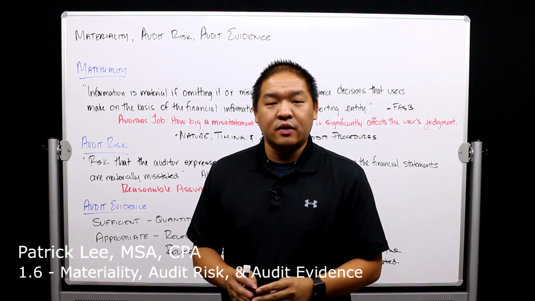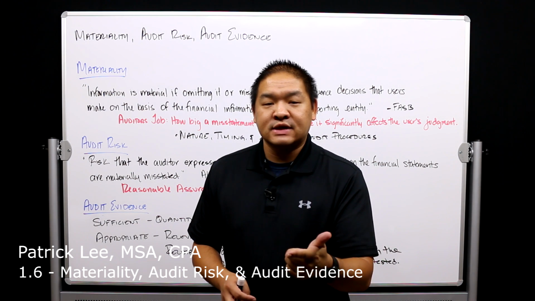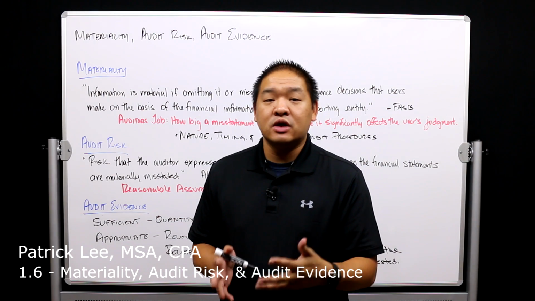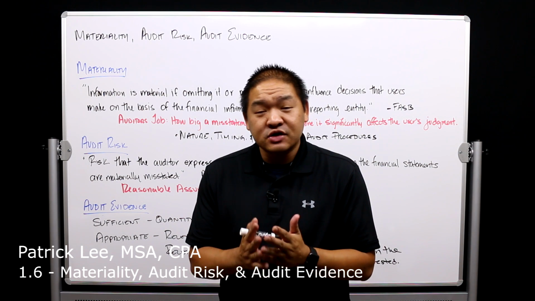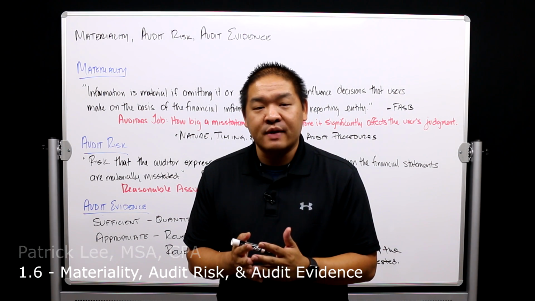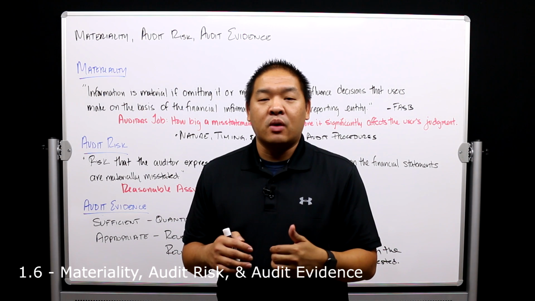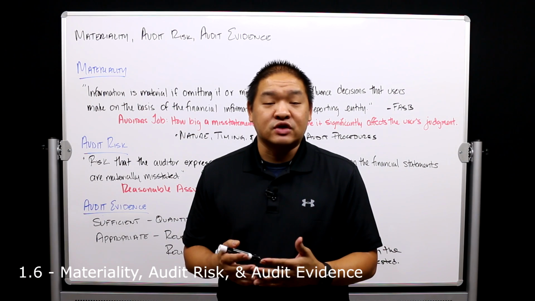All right, in this video, we're going to learn a little bit more about materiality, audit risk, and then audit evidence. These are three main things that we should know going into any audit. This also helps us understand what we are able to do and what we are not able to do because of other factors, okay?